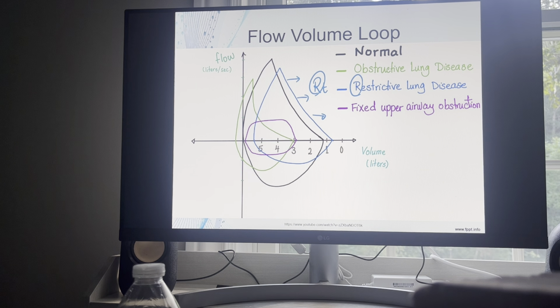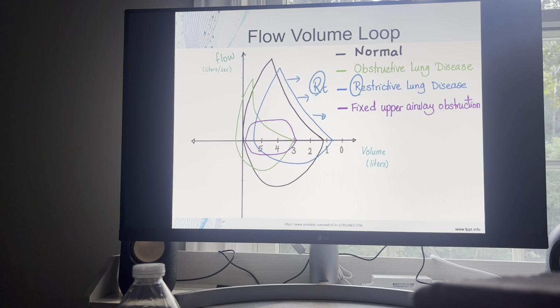So in this example, inspiration is slightly reduced. Notice the black, which is normal. Inspiration is reduced. And then the patient blows out some of the air, but has a large residual volume. They have a lot of air trapping. They're not blowing it all out.